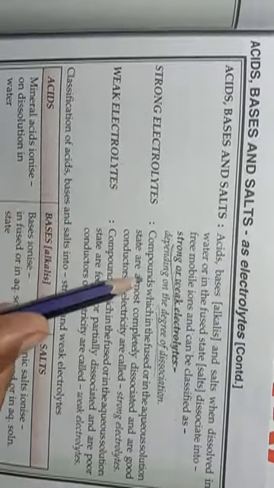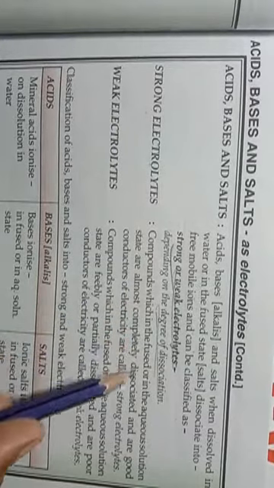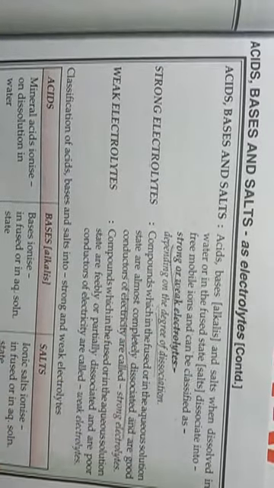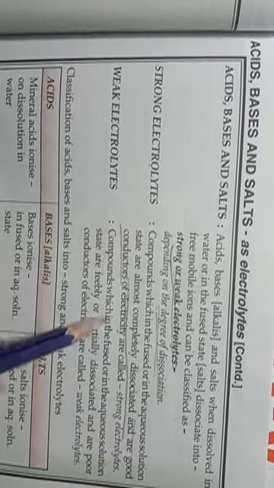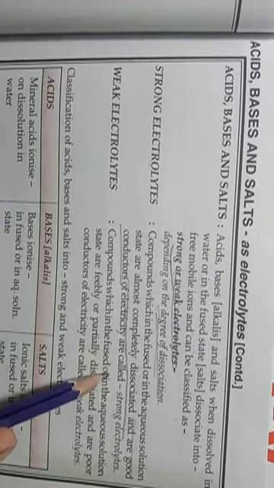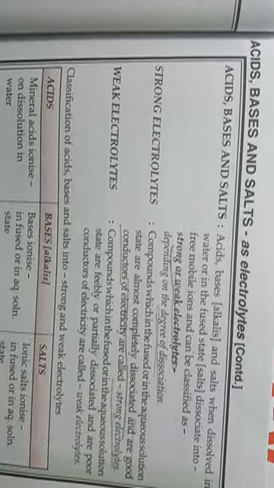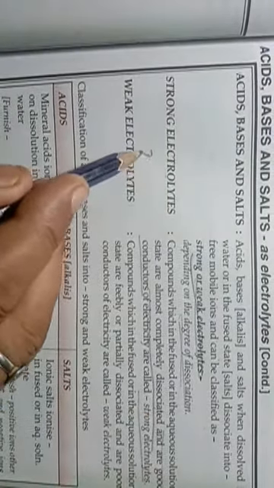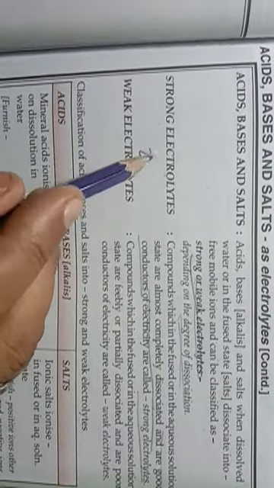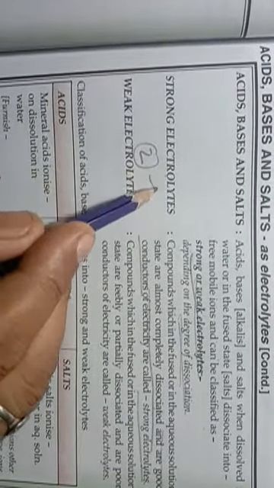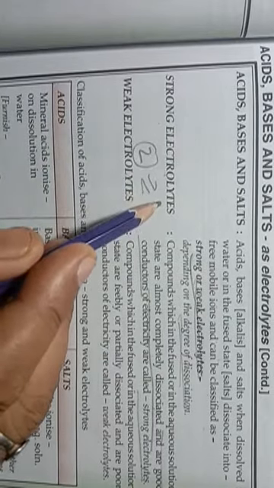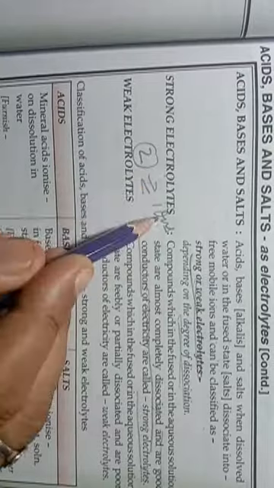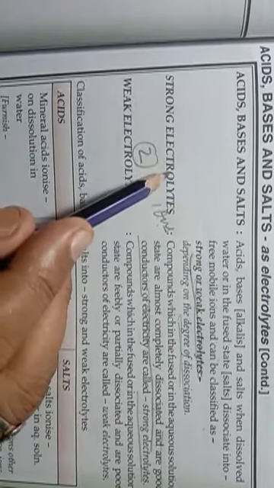Strong electrolytes: compounds which in the fused or in the aqueous solution state are almost completely dissociated are good conductors of electricity and are called strong electrolytes. Completely dissociated means that if you take two molecules of any electrolyte and both get converted into ions, that is complete dissociation, and such an electrolyte is known as a strong electrolyte.